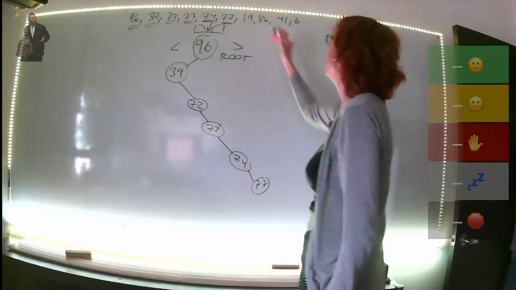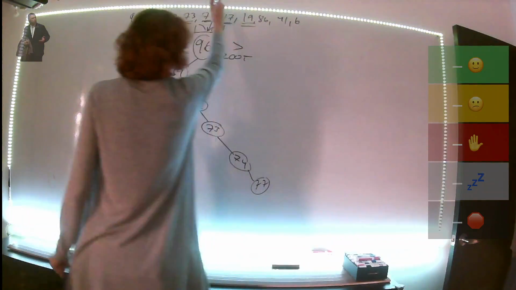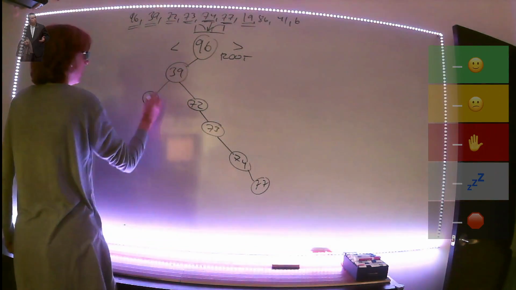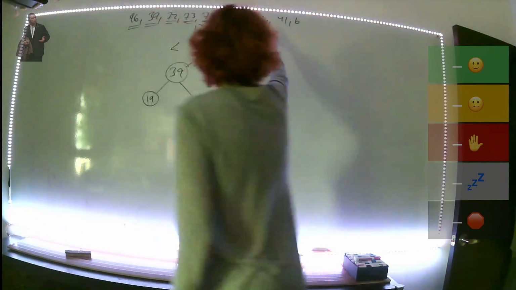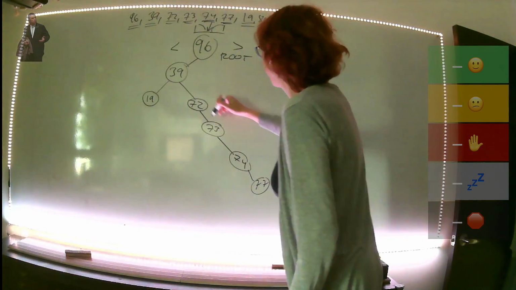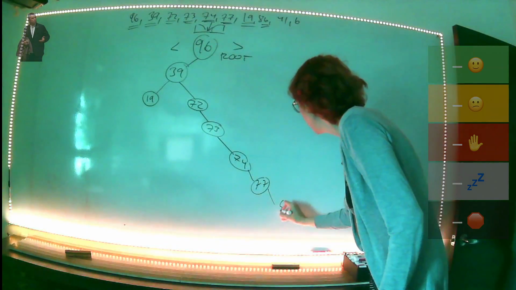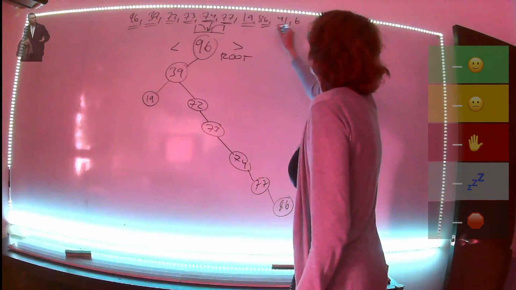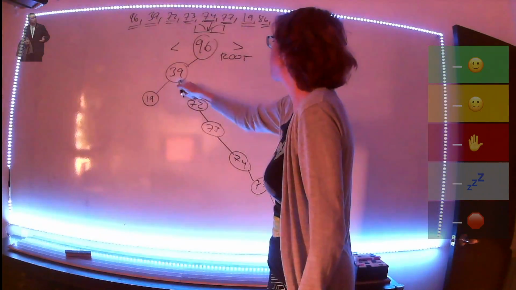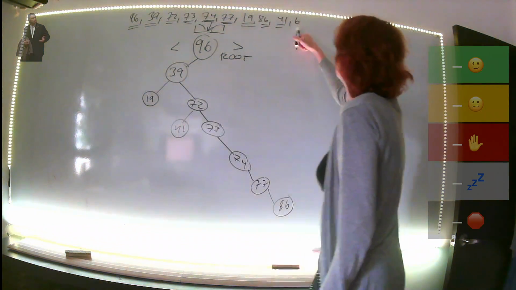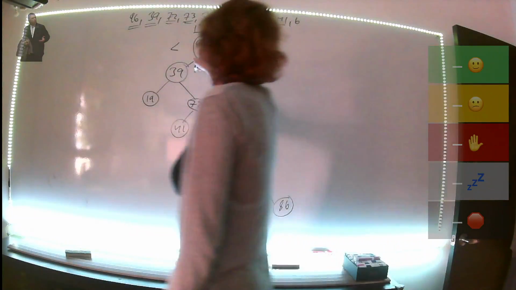19 enters here. It's smaller, smaller, goes here. 86 enters here. Smaller, larger, larger, larger, larger, goes down here. 41, smaller, larger, smaller. 6, smaller, smaller, smaller.